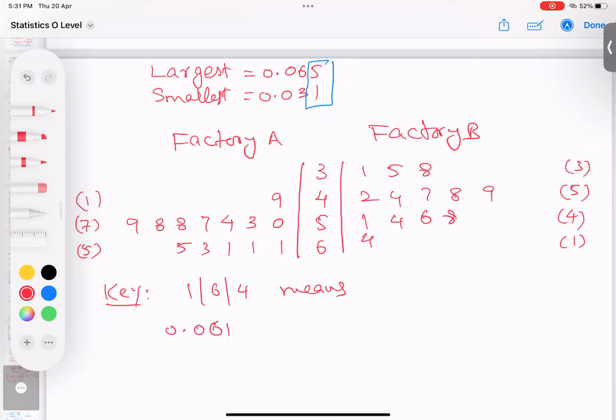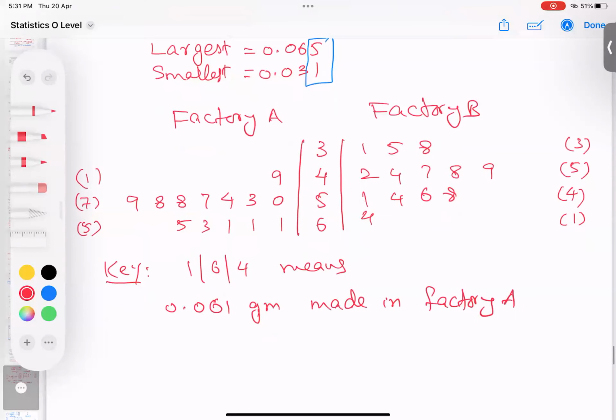0.061 grams made in factory A. Okay, what is this 64, students? 0.064 grams made in factory B.